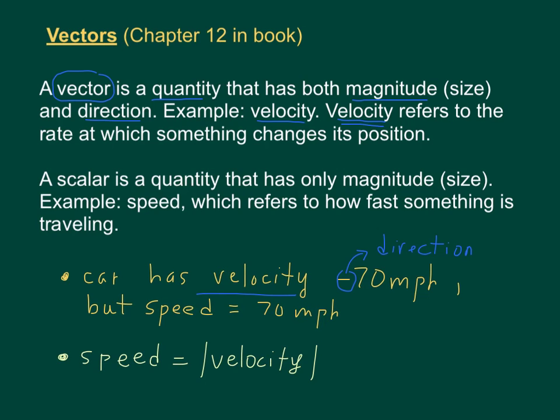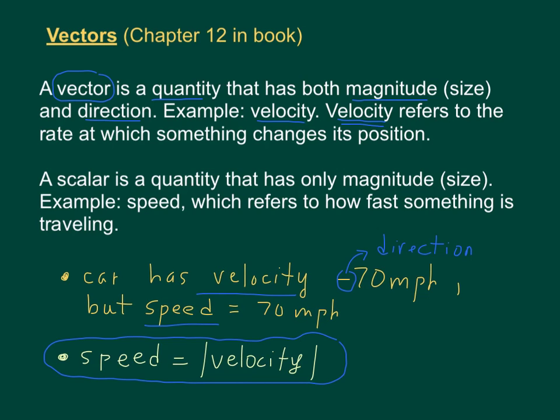We also have the speed component that goes with it. We wouldn't say the speed is negative 70 miles per hour. Of course, we would just say the speed is 70 miles per hour. So here's an important formula to keep in mind. This is not given to you. Speed is always going to be the absolute value of velocity.